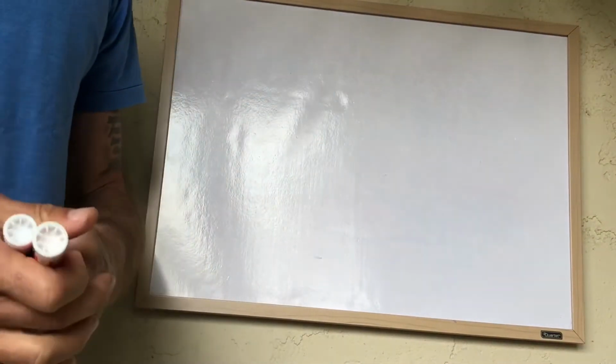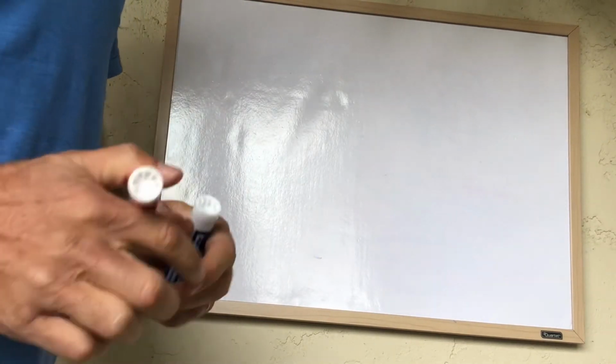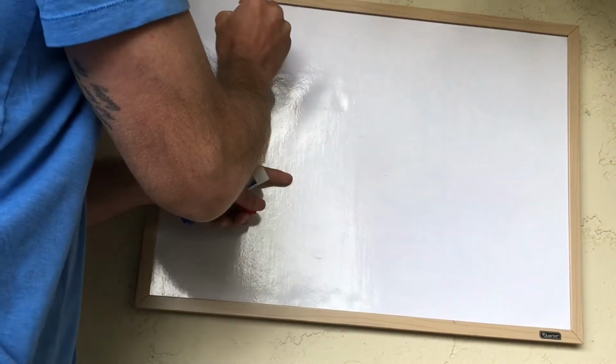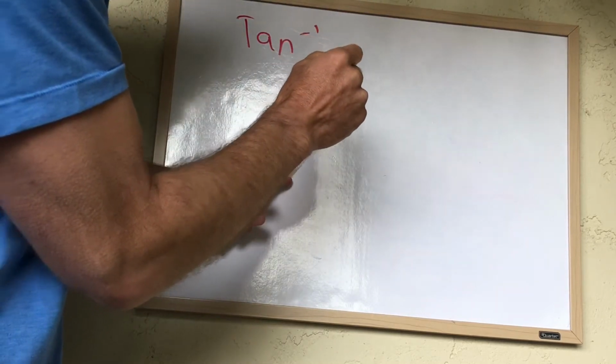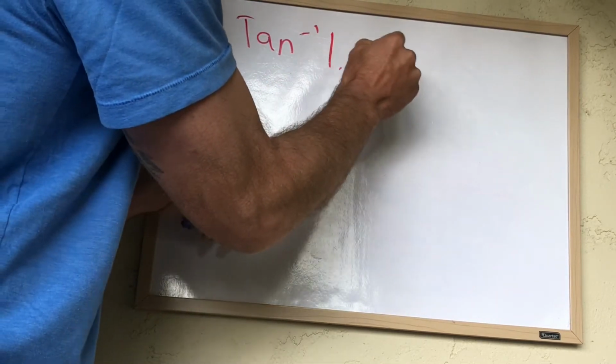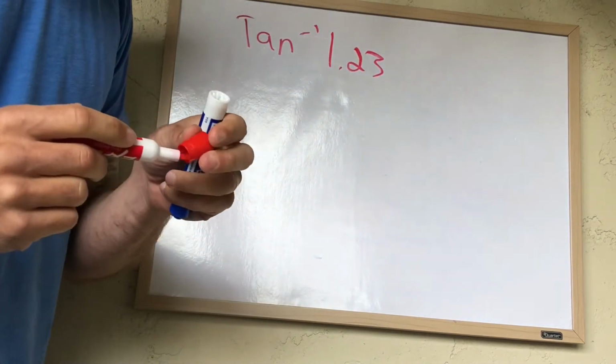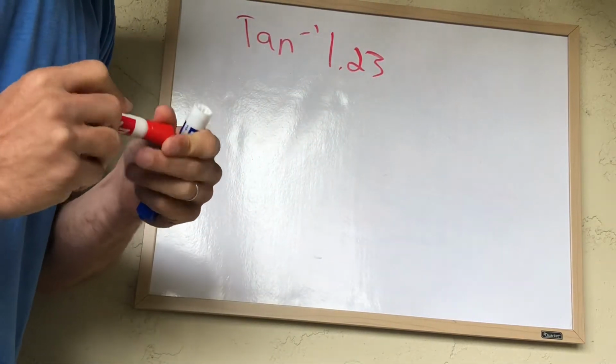Okay, for number 9, it's going to be inverse tangent because you're trying to find the angle. Inverse tangent of 1.23. That's just what you're plugging into your calculator.